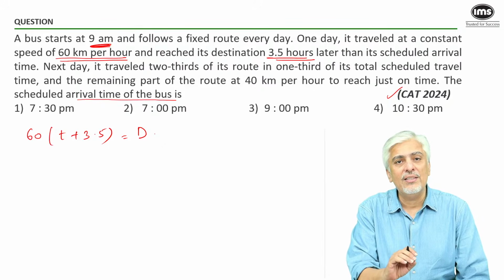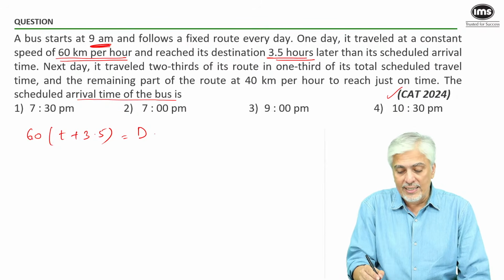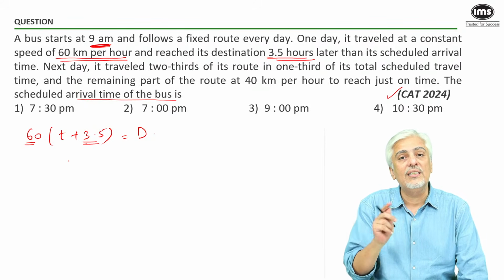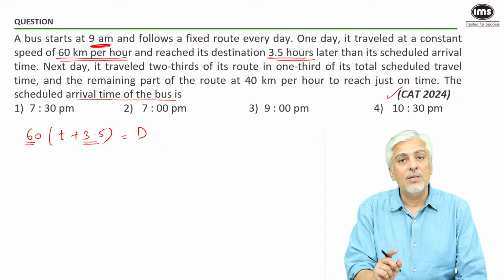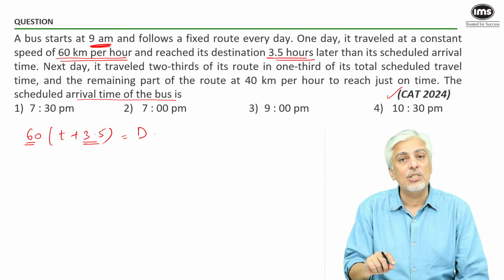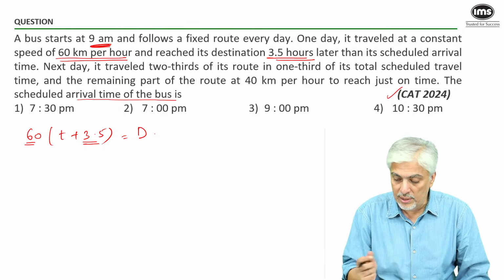Logically, maybe not needed for this question, but you should understand that traveling at 60, it took 3.5 hours more than the scheduled time, which means the actual speed to reach on the scheduled time should be more than 60, because you want to take less time. So if your speed is more, time will be less because distance is constant.